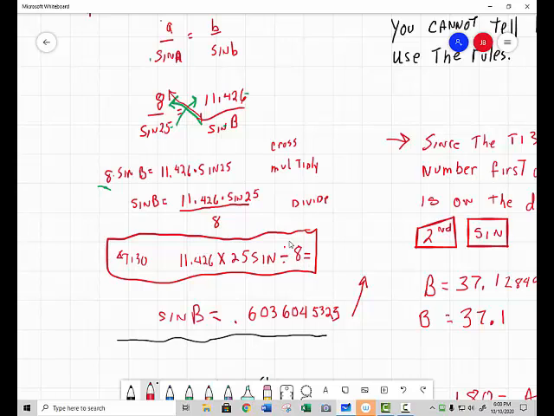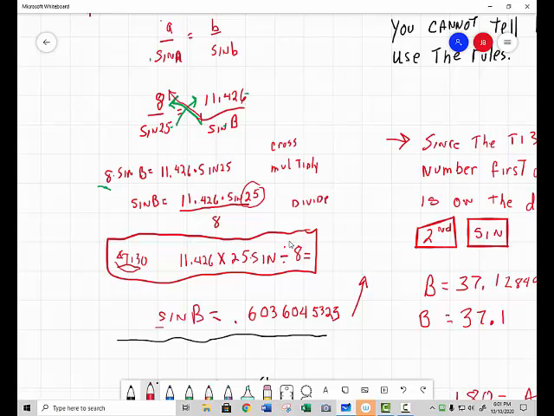Now, again, if you've got a TI-30XA, it's 11.426 times, and you got to put that argument first, 25, and then put your sine. And then once you do that, you can divide by 8, and you will get that the sine of B is equal to 0.6036. Now, here's the kicker.